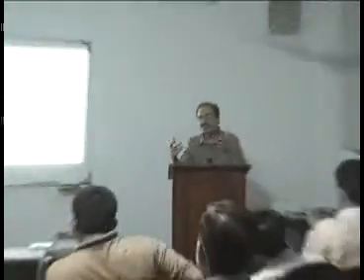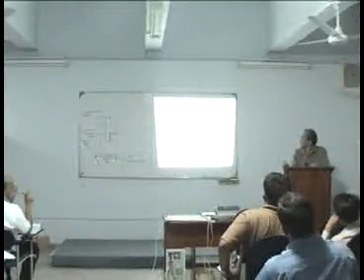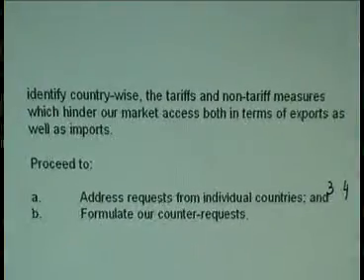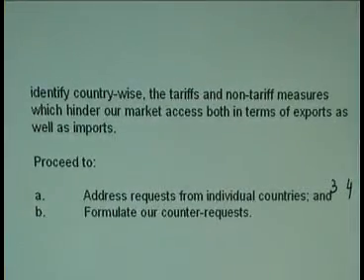So identify about 20 major trading partners with respect to their imports and exports. Classify the items into the following major groups: textile, clothing, agriculture and others. So you have to see what are your weaknesses, what are your plus points. You have to apprehend, you have to foresee what others would be requesting from you, based on the experience of what you have been doing in the past. Next. And then you can identify country-wise tariff and non-tariff measures which hinder our exports to those countries and request them, okay, we are opening trade for you, now you also open up markets for us.